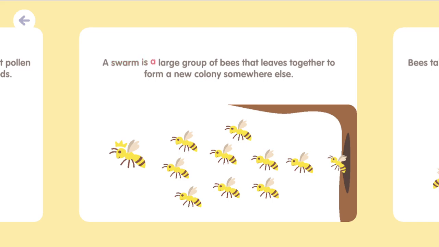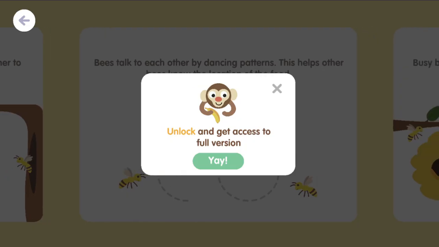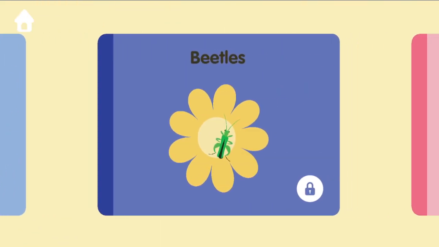A swarm is a large group of bees that leaves together to form a new colony somewhere else. Bees are beetles.